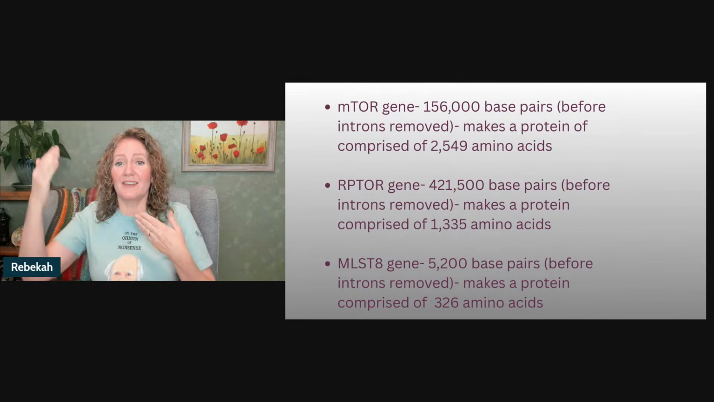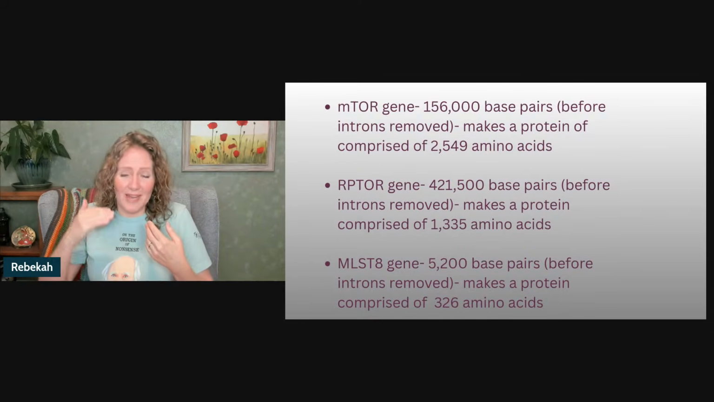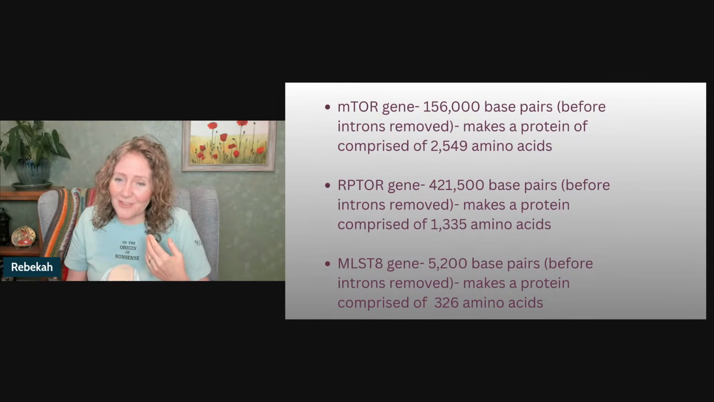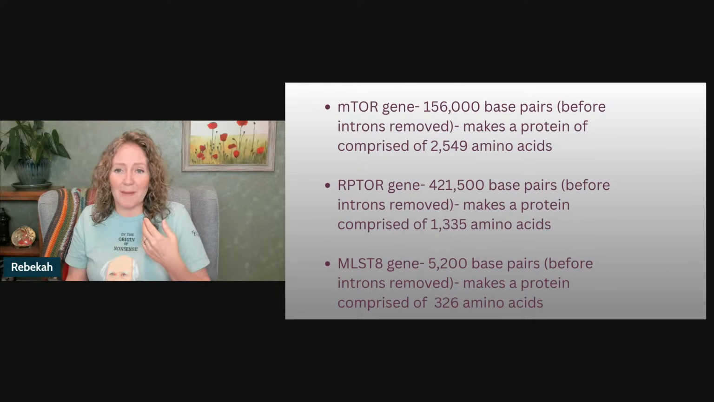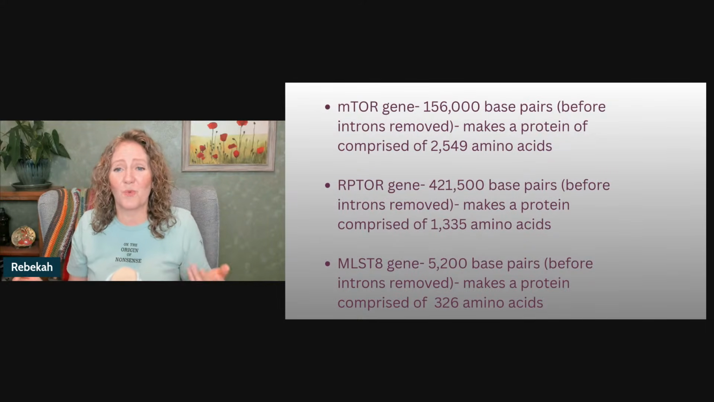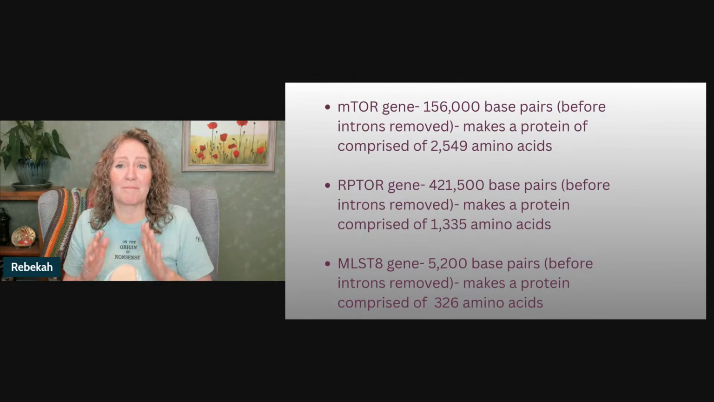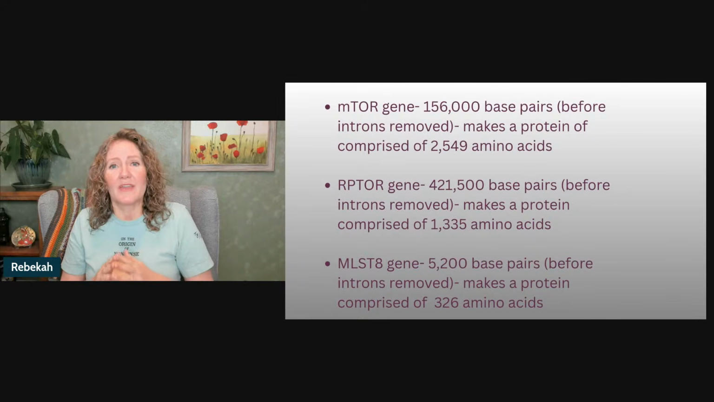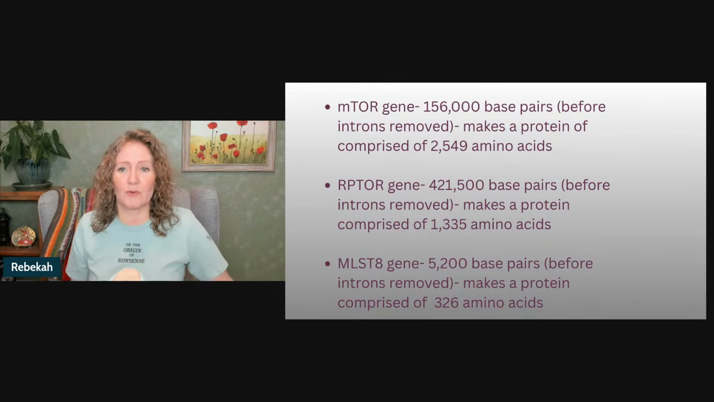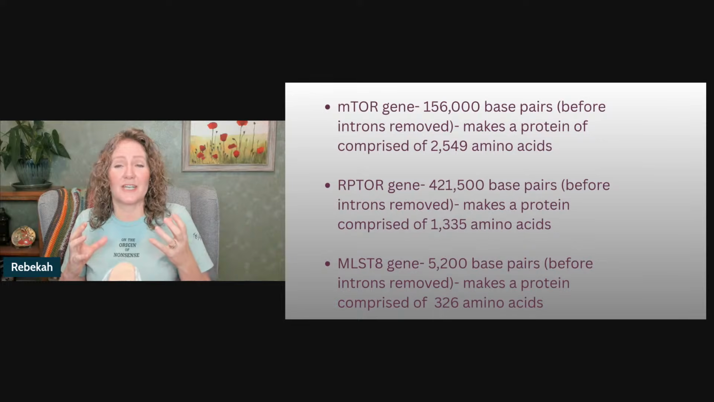Now, it's not just that gene. We have the other genes that have to make the other proteins. And the raptor gene is 421,500 base pairs. What these genes end up making are extremely precise little proteins, composed of over 1,000 amino acids. And so they have to be folded up just right.